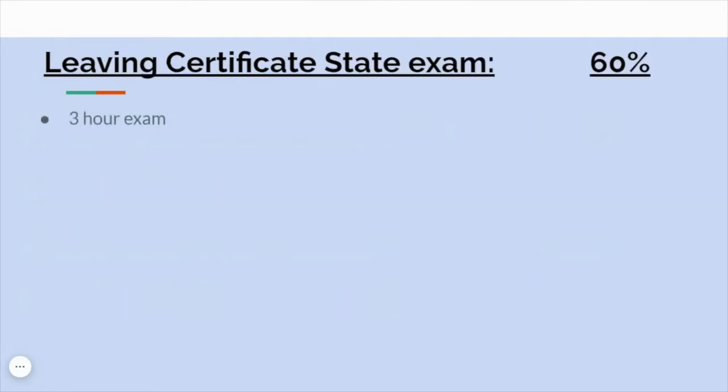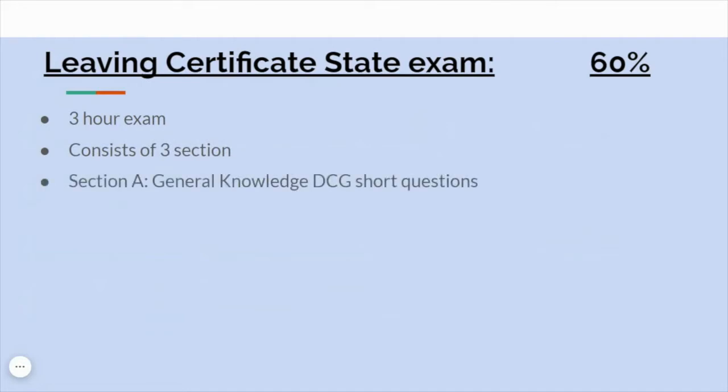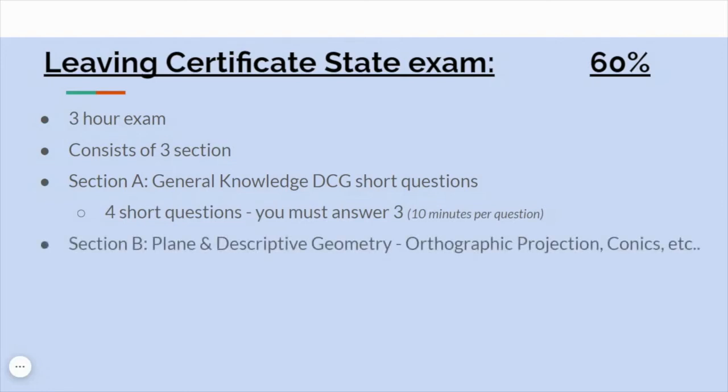So to break down the state exam a little bit more, it's a 3-hour exam, just 3 sections in it. The first section, Section A, is short questions, and you must answer 3 out of the 4 questions. Section B is plane and descriptive geometry, so looking at orthographic projection, which is the plan and elevation and end view of 2D drawings, looking at conic sections, which is circles and ellipses and things like that. So many different topics within plane and descriptive geometry, but again, there's a choice offered. You must answer 2 out of 3 questions.